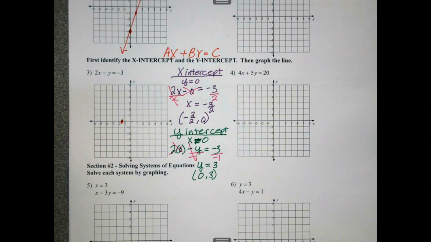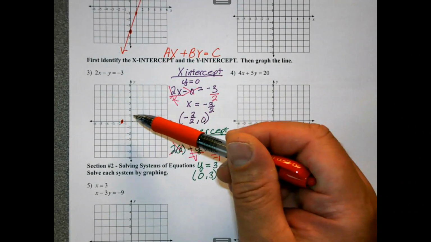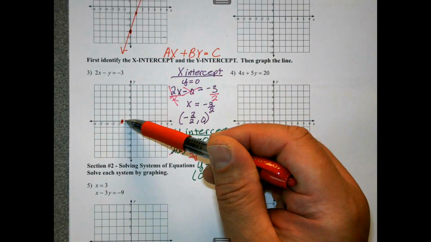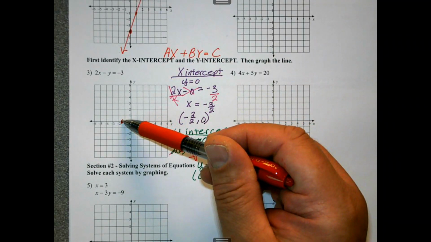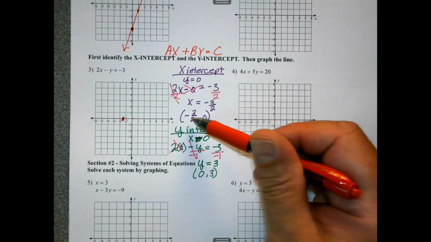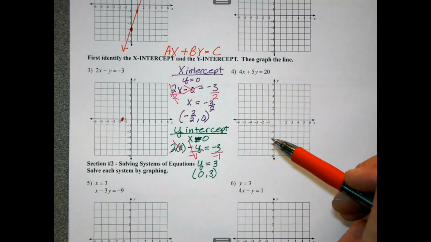Isn't it -3 halves? Yeah, -3/2, right? Did I screw it up? On x, you did everything going -2. Yeah, negative 2 halves, negative 3 halves, or negative 1.5, however you want to think about it.